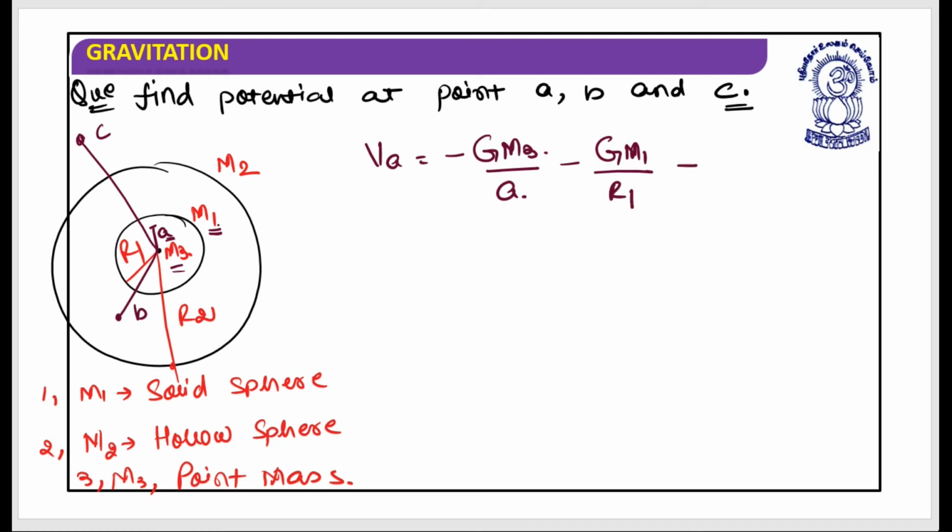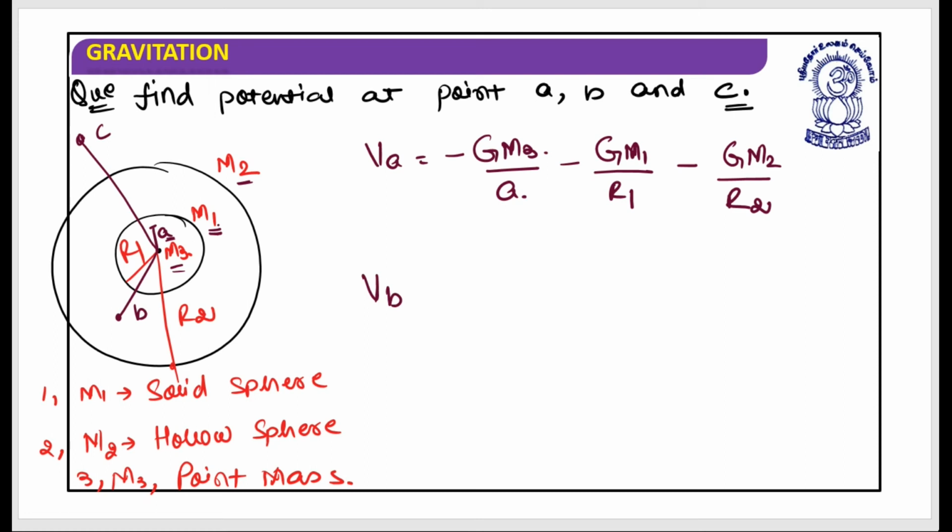Minus of, now let's write it down for the mass M2. Again for mass M2, this point A is lying inside the sphere, so this would be written as minus of G M2 divided by R2. I hope this is clear. When point A is lying inside the sphere, you are going to use the complete radius. Do you understand this? Great.